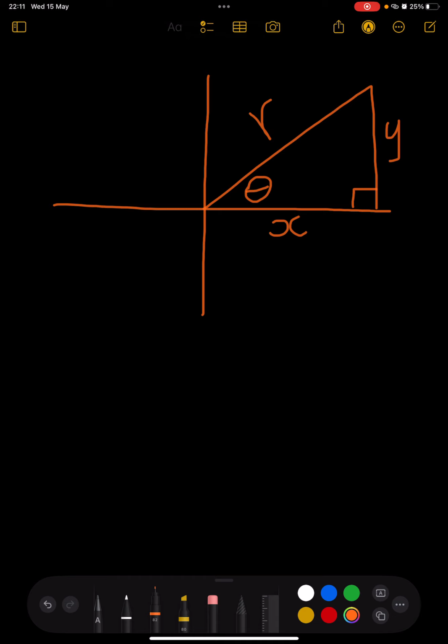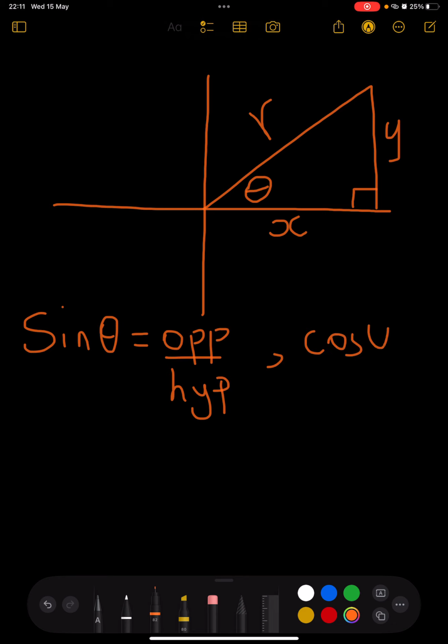It's entirely up to you. Perfect. And then we have three trig ratio definitions: sine theta, cos theta, and tan theta. And there's a phrase that we use to help us remember these trigonometric ratios. So we have sine theta is basically opposite over hypotenuse, and then cos theta, we know that this is adjacent over hypotenuse.